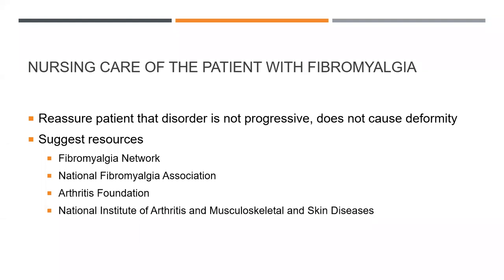So nursing care. With this patient, you need to reassure them that this disorder is not progressive, that it's already at the severity level that it's going to get, and it does not cause deformity. Complications will be deconditioning, work disability, inability to fulfill social roles. They have difficulty maintaining their different roles within the community.